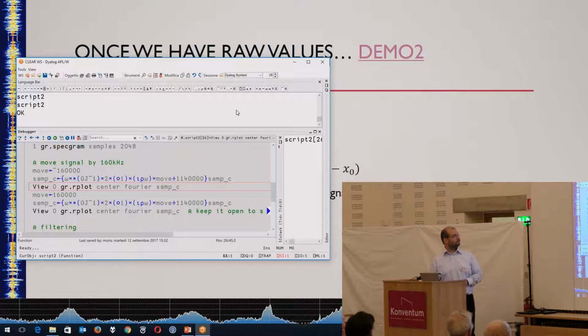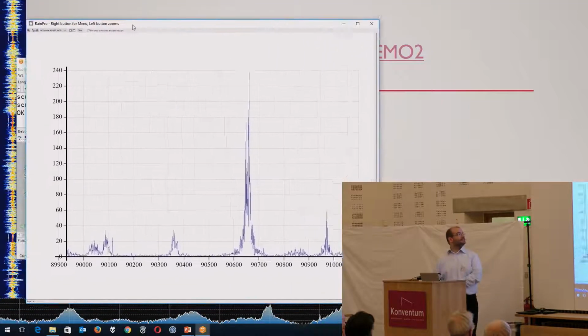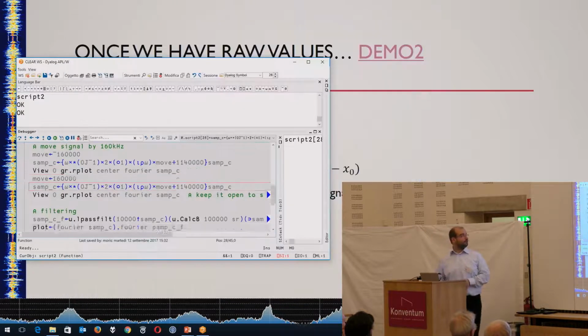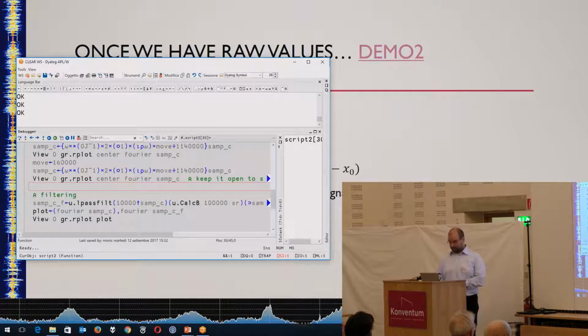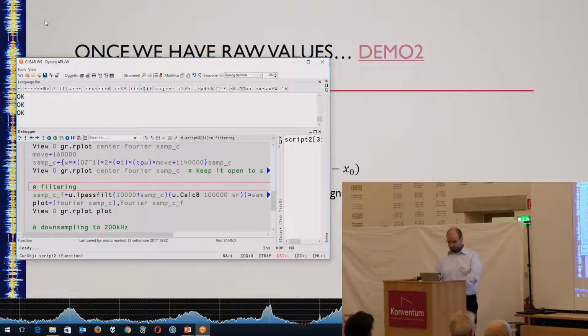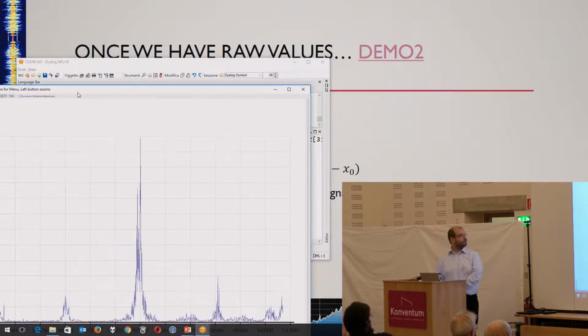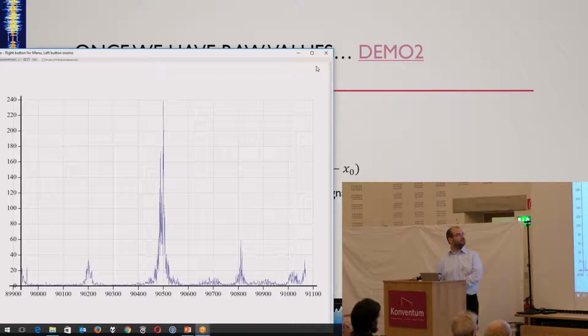We can move the signal, and we can move the plot, of course. So I moved it by 160 kilohertz, and you can see that it moved by that amount to the right. I will do the same to the left. So it's here back again around the center.